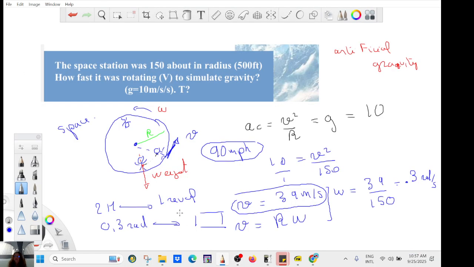So if you want to find revolutions per minute, you have to multiply by 60. So 0.3 divided by 2 pi. If you want that in revolutions per minute, you will do 0.3 times 1 divided by 2 pi times 60, because one minute is 60 seconds. And if you find that, you find about 3 revolutions per minute.